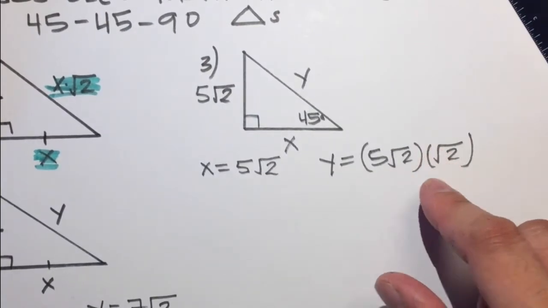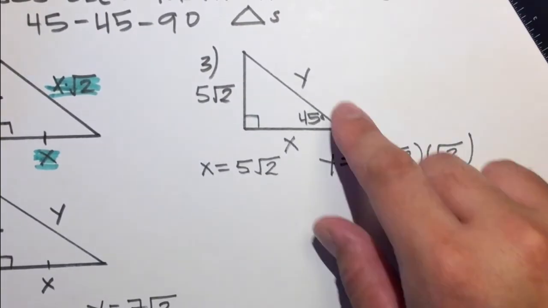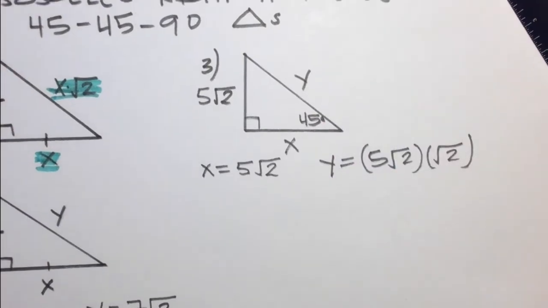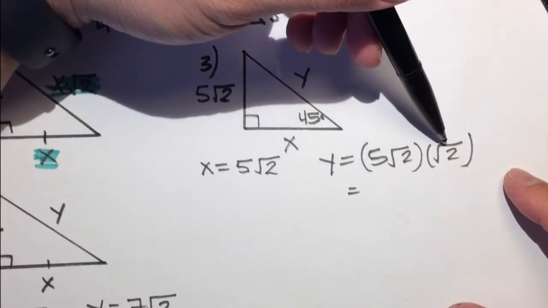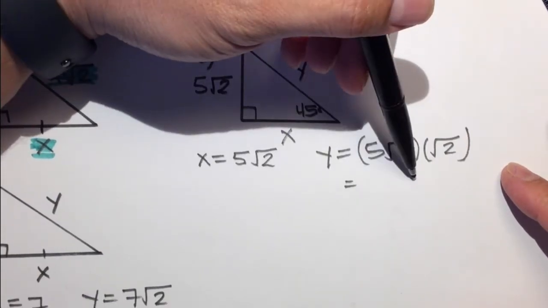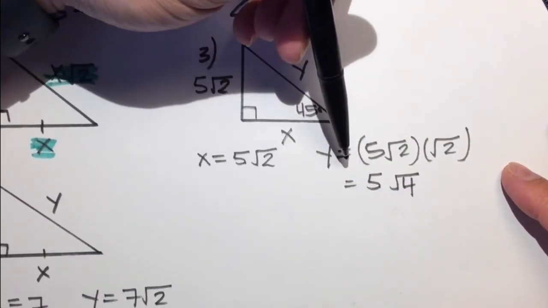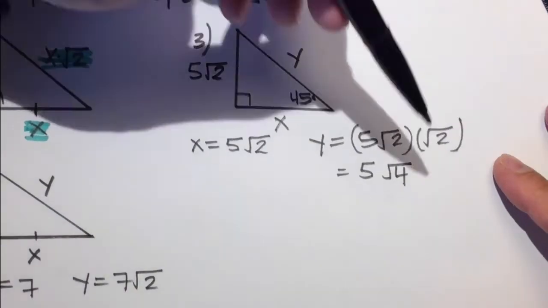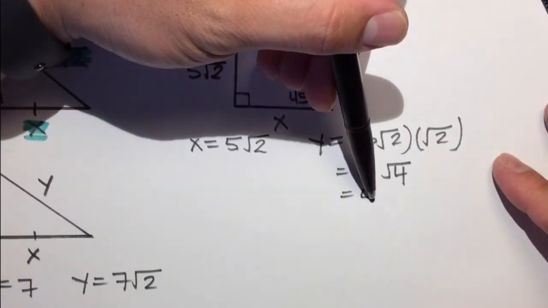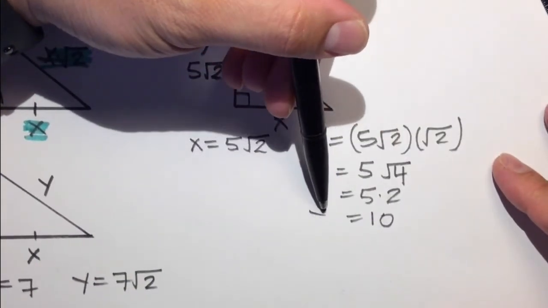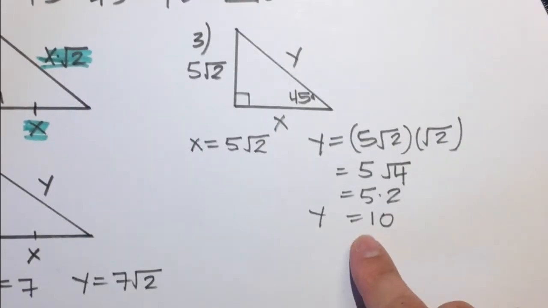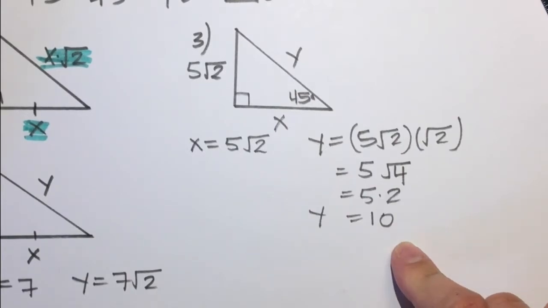So, you just multiply it by another radical 2, because that's what we do with hypotenuses. And let's simplify it. This isn't our final answer. What's radical 2 times radical 2? Radical 4. So it's 5 times radical 4. Square root of 4 is 2, so it's 5 times 2. And 5 times 2 is 10. So y is equal to 10.